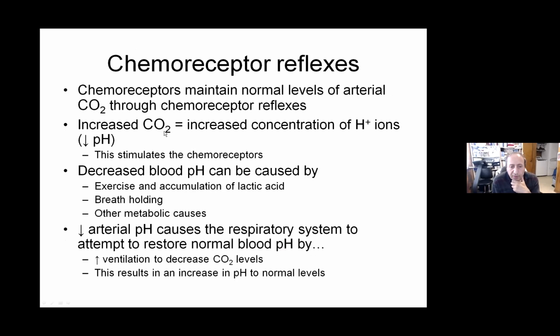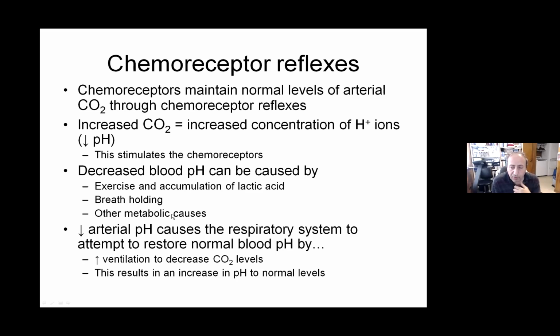An increase in carbon dioxide will lead to increased concentration of protons and decreased pH. This stimulates the chemoreceptor, and this happens when there is excessive exercise, accumulation of lactic acid. If you hold your breath, for example, if you want to dive into the lake, you accumulate a lot of carbon dioxide in the blood, and this will decrease pH, make it more acidic.